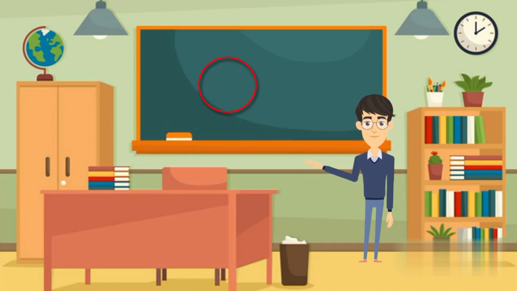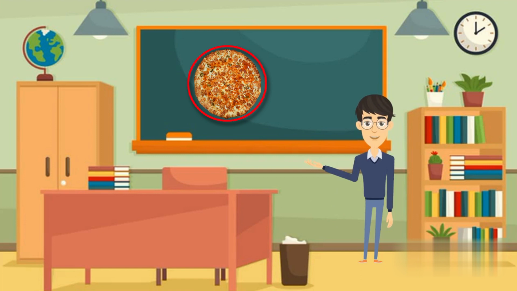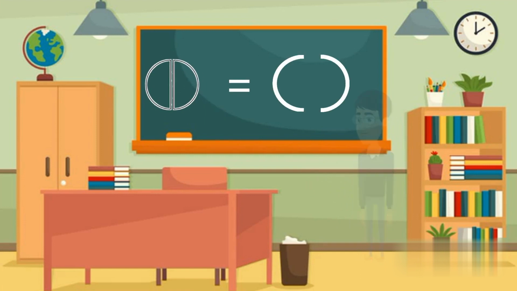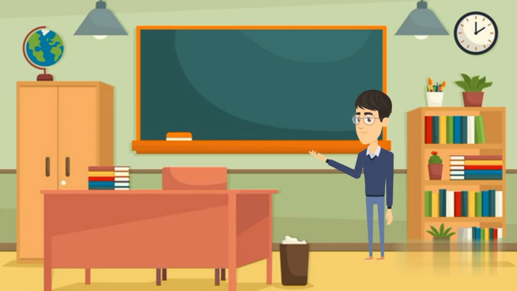Let me show you. Let's draw a circle, which we will call the whole. Remember, with whole we are referring to a full cookie, or pizza, or full of something. Now let's draw a circle and divide it into two parts. Then each of those parts we name a fraction of the original whole circle. Now let's take one step further.